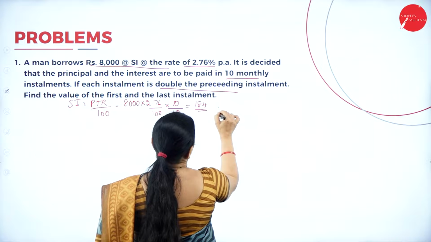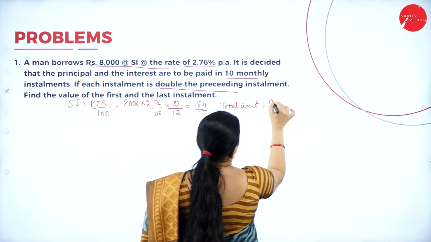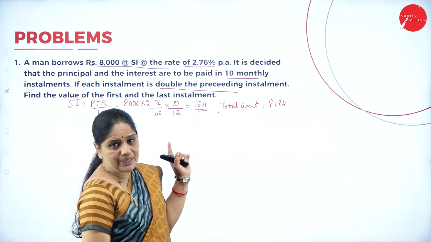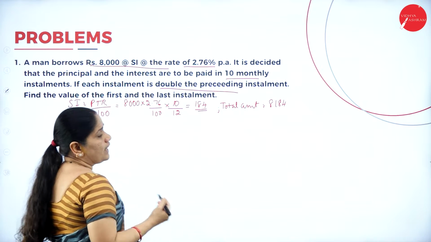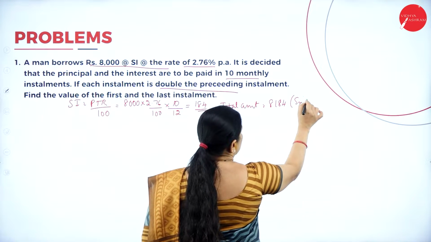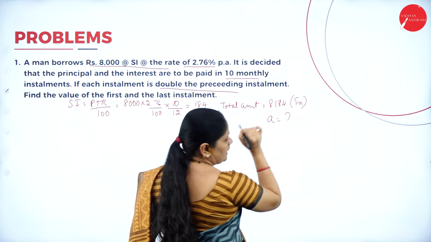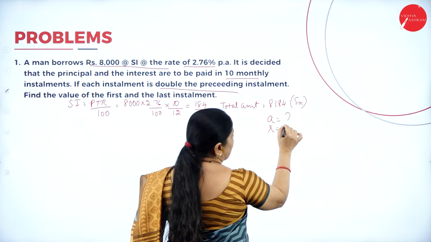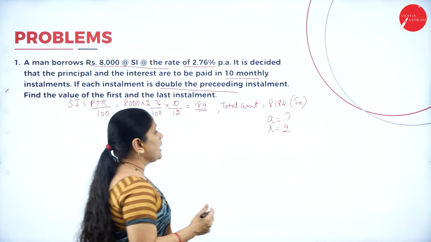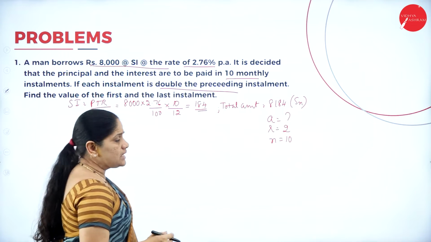Now, the total amount equals 8,184. So, 8184 has to be repaid. Now, what have they given for us in the problem? So, 8184 is the total amount to be repaid, that is Sn. Then they have not given us A, but they have given us R. R means the installment is double the preceding installment, and they have given N. N equals 10 monthly installments he is repaying.